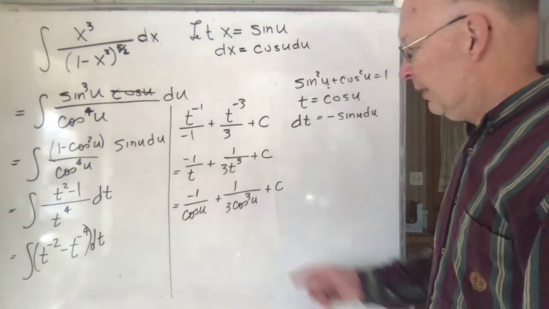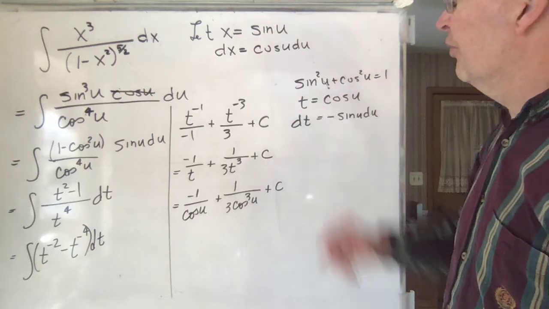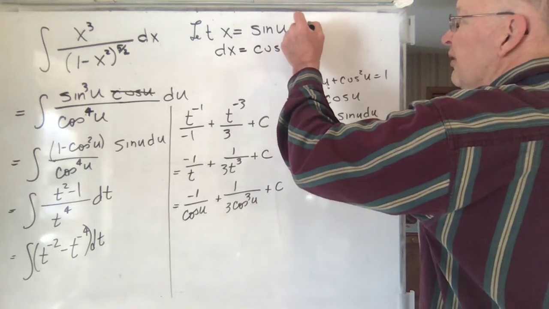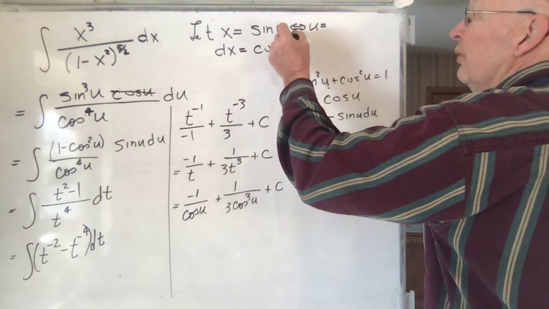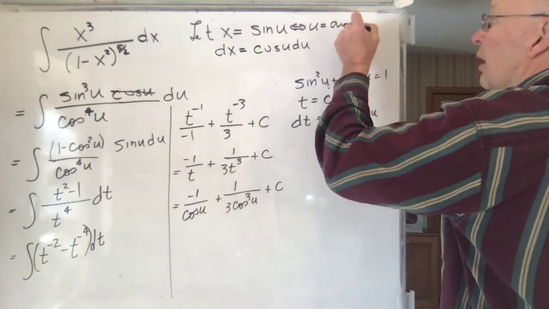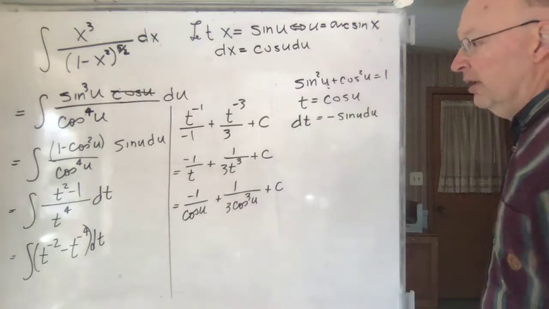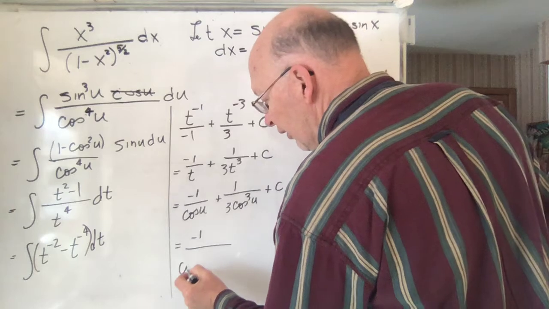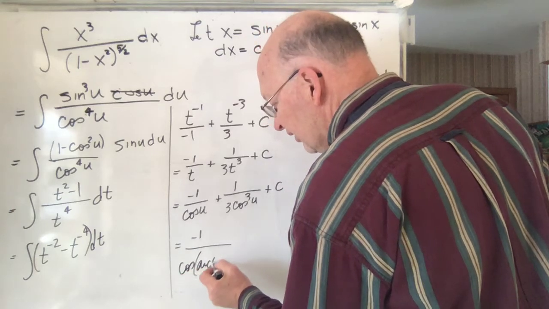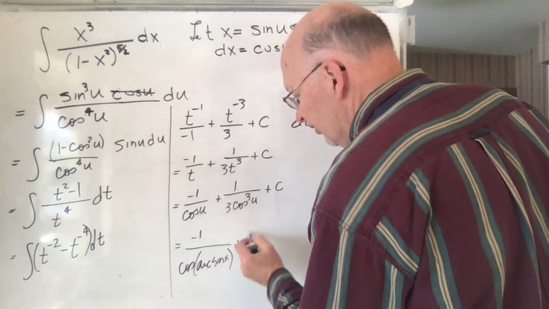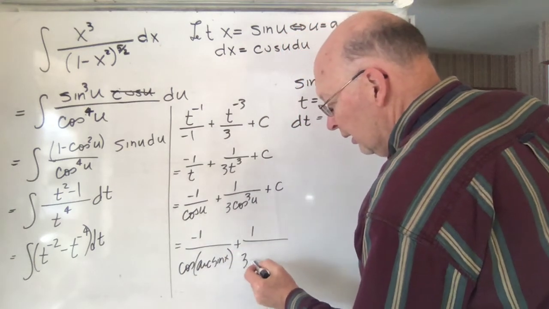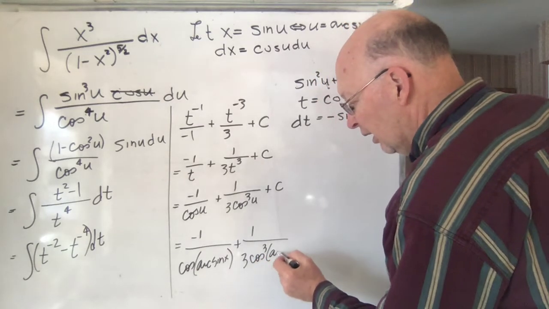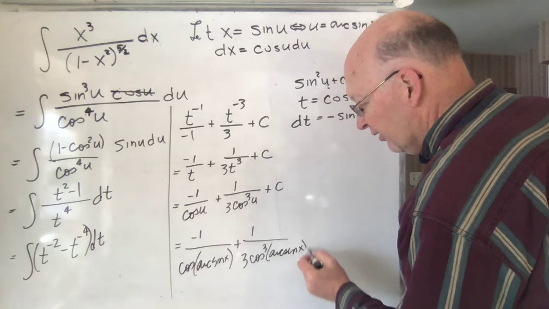Okay, are you with me? And now, finally, we need to get back in terms of x. So notice that since this is true, that means that u is equal to the arcsine of x. So this is equal to negative 1 over the cosine of the arcsine of x plus 1 over 3 times the cosine cubed of the arcsine of x plus c.